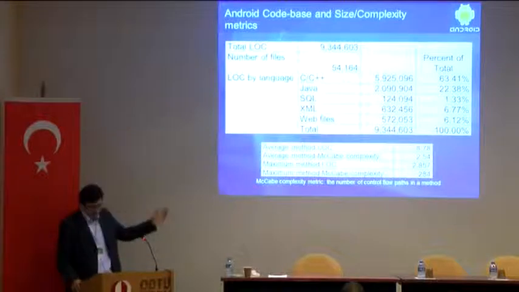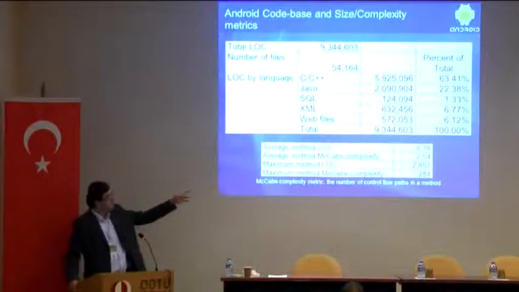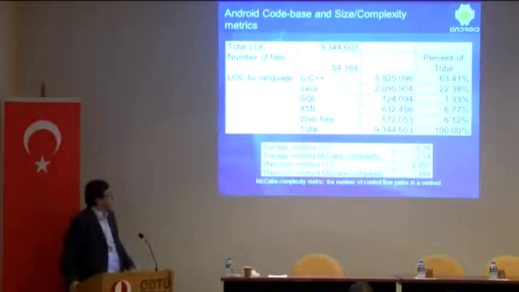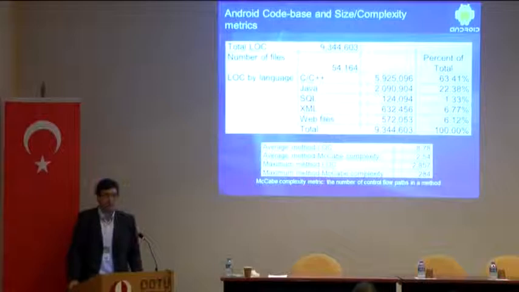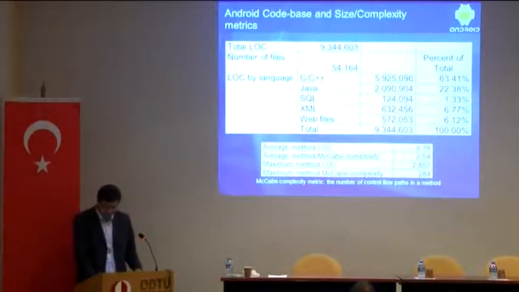And then, for example, maximum method lines of code: there was a method with about 3,000 lines of code, and there was a method with 284 control flow paths or branches, which is quite complex for one single method. So there were that many paths.